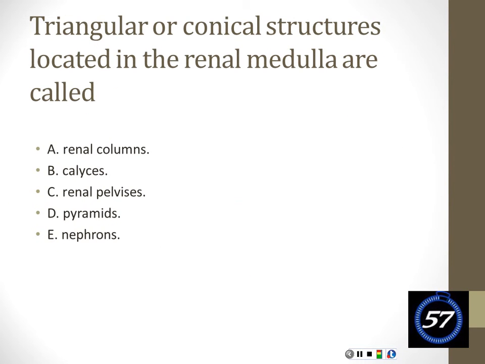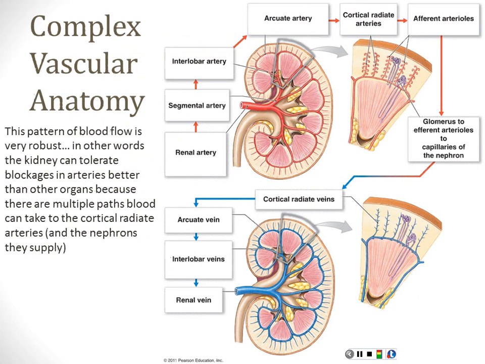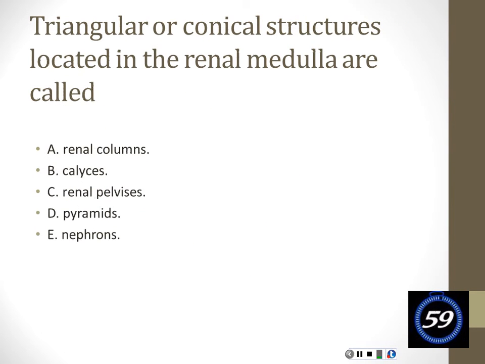Okay. Triangular or conical structures located in the renal medulla are the what? They're the pyramids, right? And separating those are the columns. Inside the columns are where you find the arteries and veins. Those, I can't think of the name. What is it? Interlobar arteries. All right.